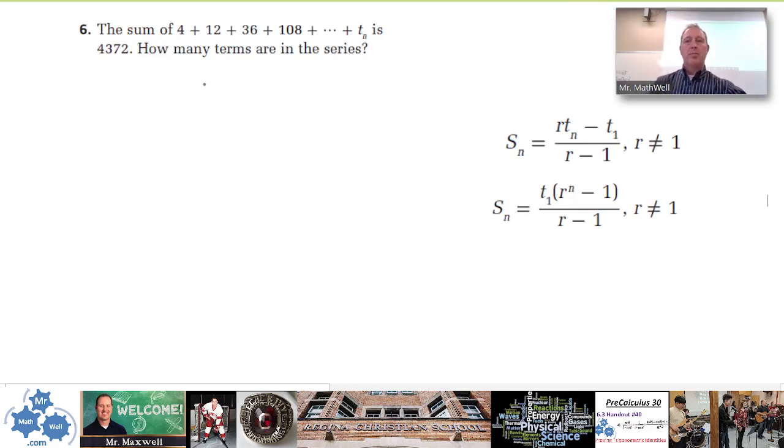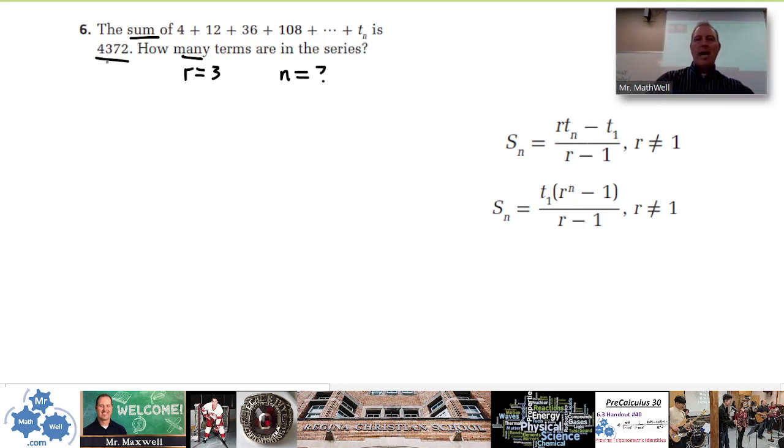Okay, so we take a look at number 6 as well here. The sum is 4372 for this geometric sequence or series. Now, is it geometric? I guess 4 times 3 times 3 times 3. Yep, it's geometric. And we know that R is 3. That's what we multiply each term by to get the next term. So how many terms are there? We're actually looking for n here. We don't know what n is. That would give us how many terms.